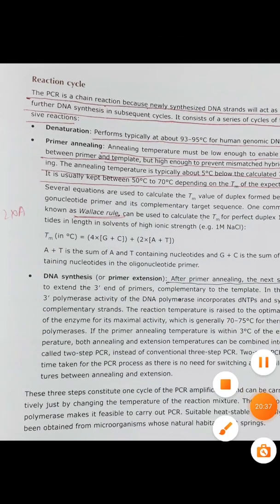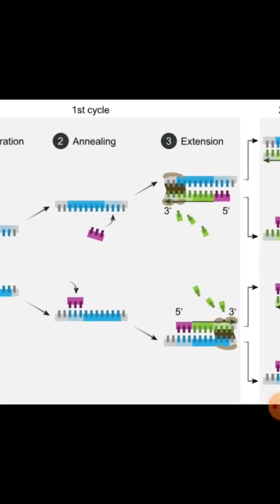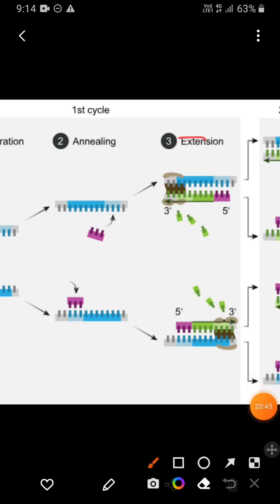So that is the idea. So after primer annealing, let's move to the diagram again. We are going to perform the extension step. Remember one thing, that this kind of extension is nothing but the extension of the 3' OH group provided by the primer by DNA polymerase, here Taq DNA polymerase.